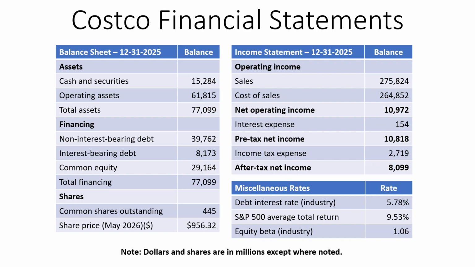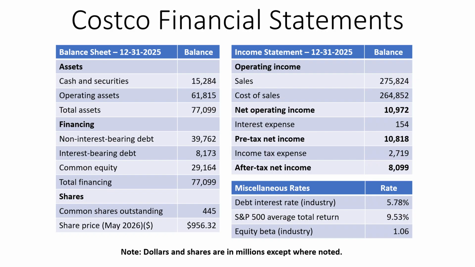So on the right-hand side, we have the income statement: sales, cost of sales, then net operating income, then interest expense on the debt, then pre-tax income, then income tax expense, and then after-tax income. And we also have miscellaneous rates. That debt interest rate of 5.78% is the average for that industry. The S&P 500 average total return is 9.53%. That's over the period, I think, 1900 to 2024. And that's total return, which includes both dividends and capital gains and losses.